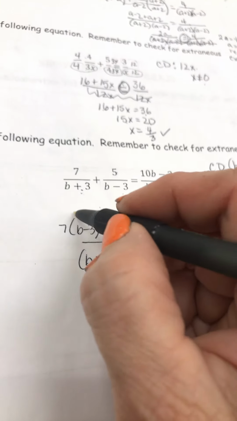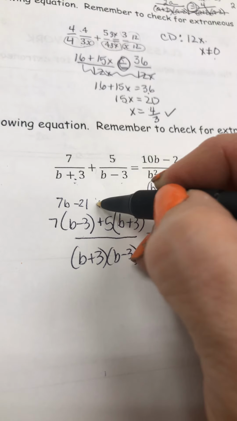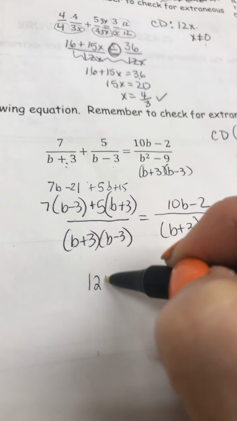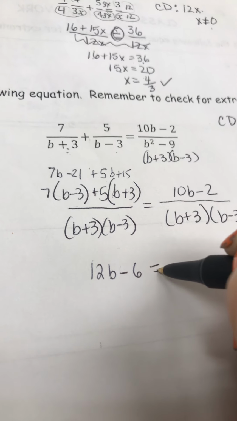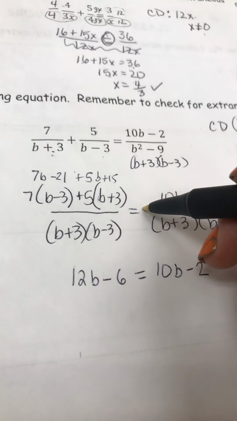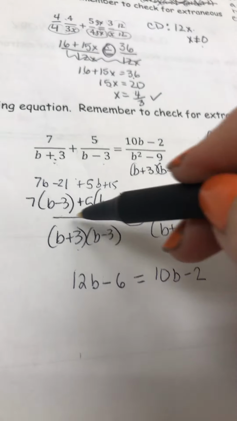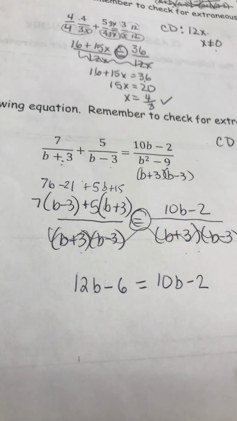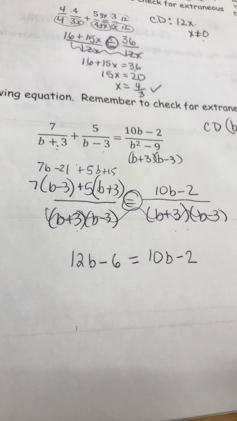So this is now 7b minus 21. And a positive 5b plus 15. So that gives me 12b minus 6 equal to 10b minus 2. Right here, there was an equal sign and common denominators, so I'm jumping ahead of myself and canceling it out, just to show you how you can kind of shorten the problem if you want, okay?